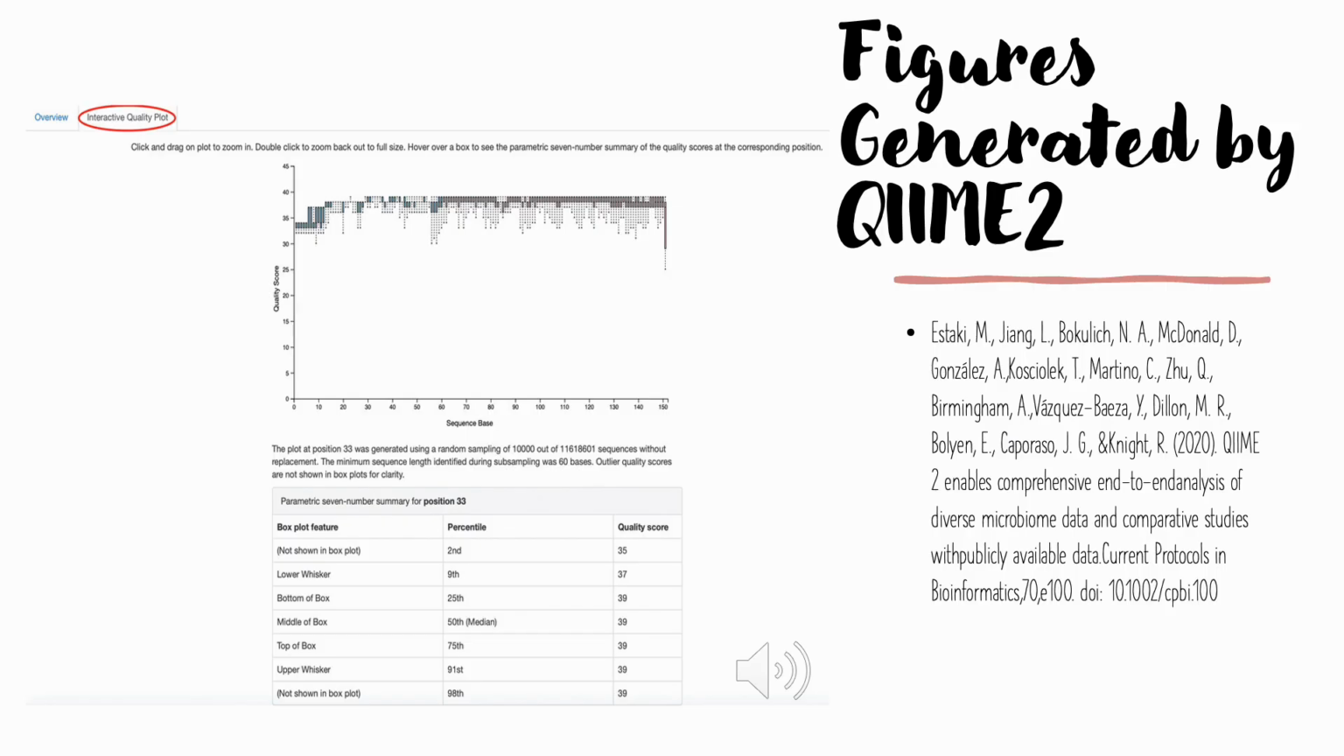And on this next slide, this figure came from a paper where they were doing diverse microbiome data in a comparative study. This is a quality plot, and for this plot, they went ahead and zoomed in on position 33. Basically, if they zoom in on a position, it will randomly generate a sample of 10,000 of the sequences, and then you can see what those normalized sequences are on this chart.